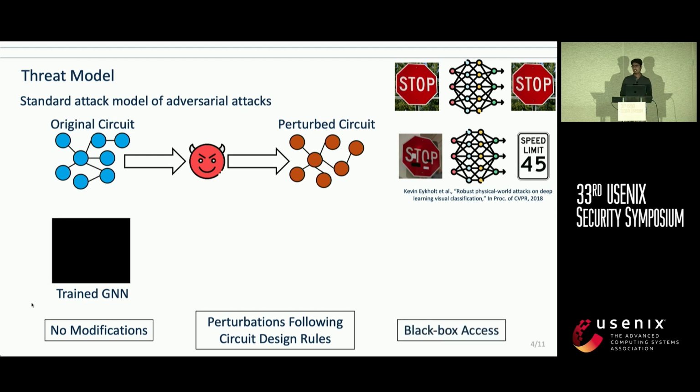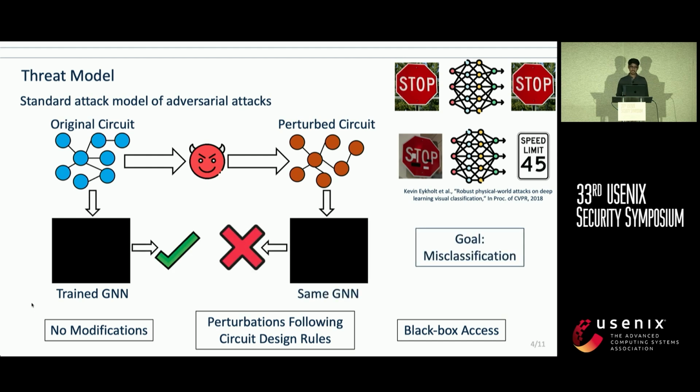The third constraint in this threat model is that we only have black box access to the GNN. Like I said, we cannot access the parameters of the neural network, such as weights and biases. We cannot even access the internal architecture of the network. All we have is a black box that you can query and get responses from. So these are the three main constraints that we have in our threat model.